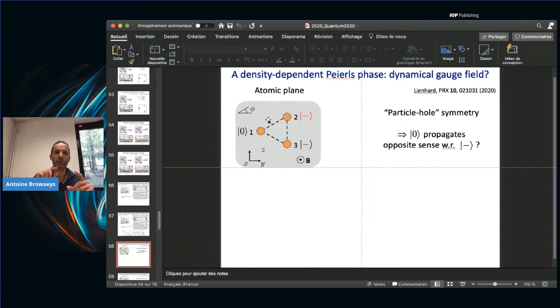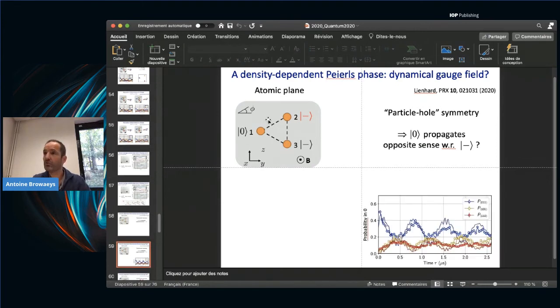If you have the minus, which is an excitation which rotates in one way, the particle-hole symmetry tells me that the 0 should rotate in the other direction. Let's go to the lab and see what happens. This is the very same experiment as before. We now prepare atom 1 in state 0, and we measure the probability that 0 is on atom 1, 3, or 2.